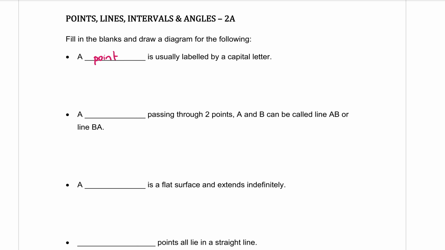A point is usually labelled by a capital letter. So we might have a dot representing our point, and we would use a capital letter, so for example capital P, to label that point.